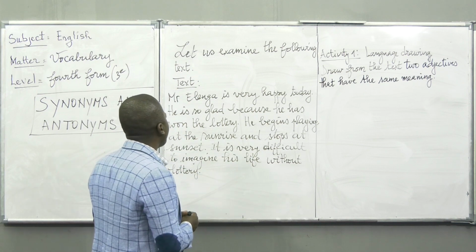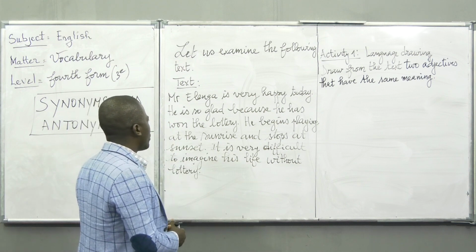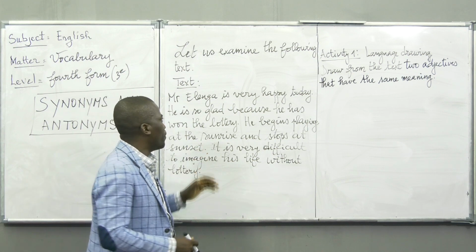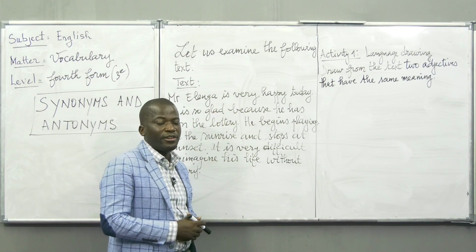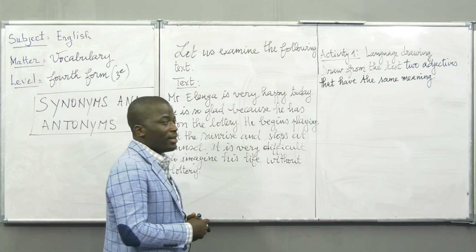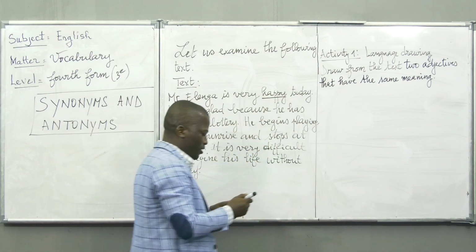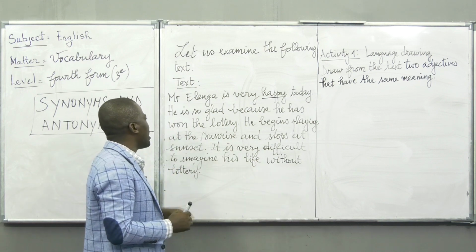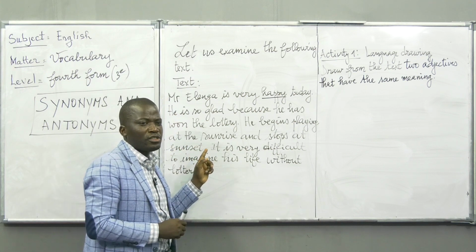Now let's read it again. Mr. Elenga is very happy today. He is so glad because he has won the lottery. Let's stop first here. Mr. Elenga is very happy today. Is there an adjective in this sentence? Yes, of course. Mr. Elenga is very happy. So happy is an adjective. That's very good. Now sentence number 2: He is so glad because he has won the lottery. Is there another adjective in the second sentence?